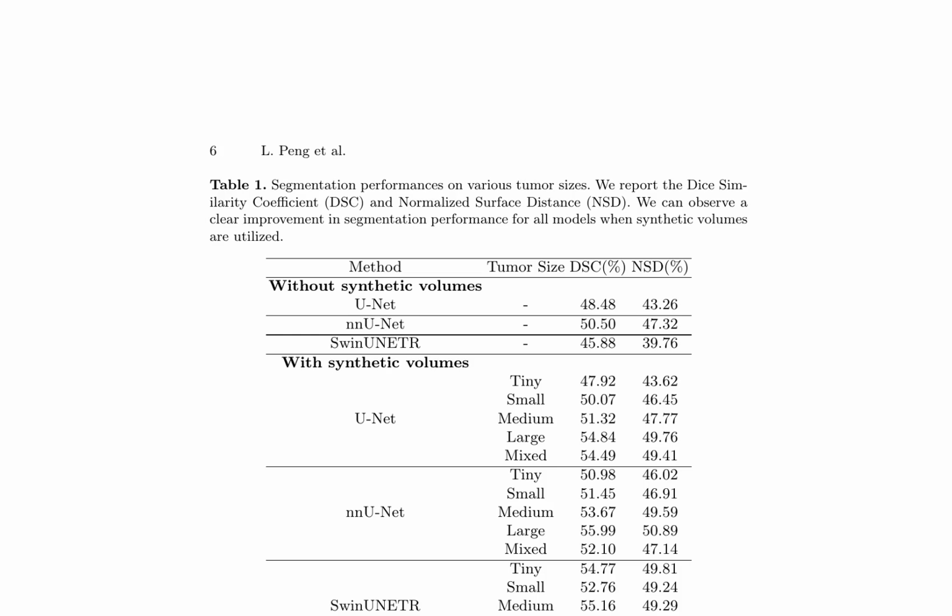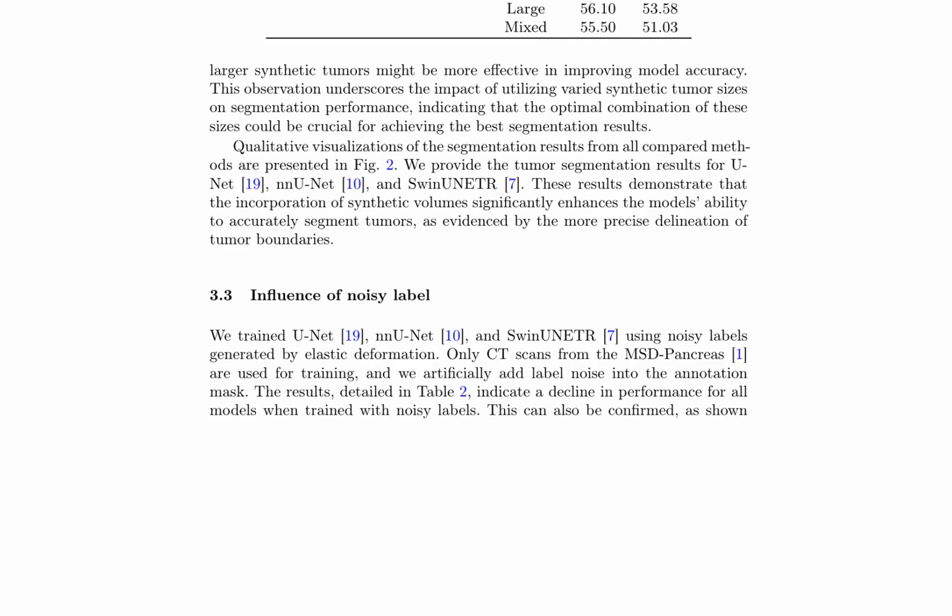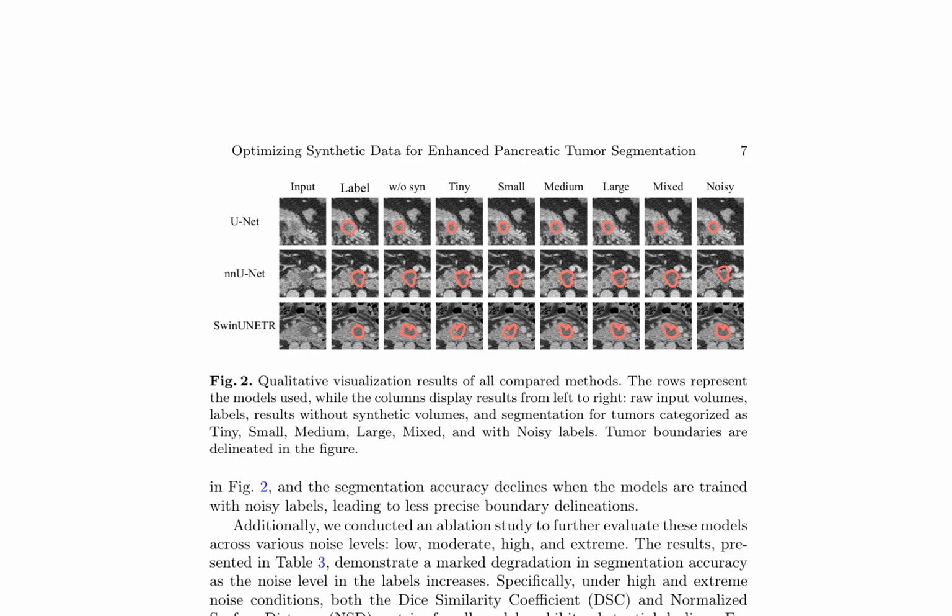The results show a clear improvement in segmentation performance for all models when synthetic volumes are utilized, particularly with larger synthetic tumor sizes. This indicates that larger synthetic tumors might be more effective in improving model accuracy. The incorporation of synthetic volumes significantly enhances the model's ability to accurately segment tumors, as evidenced by the more precise delineation of tumor boundaries.